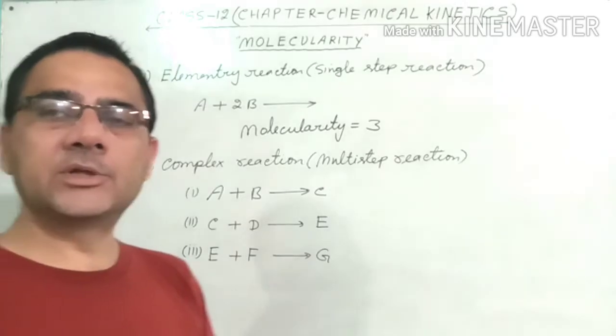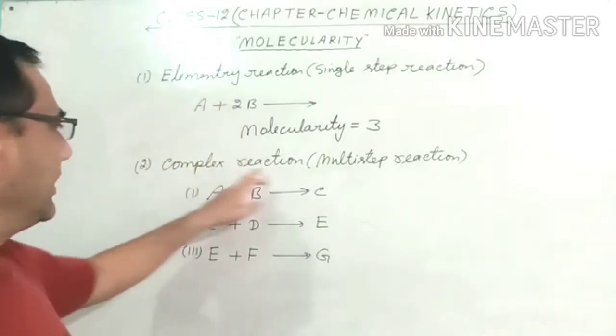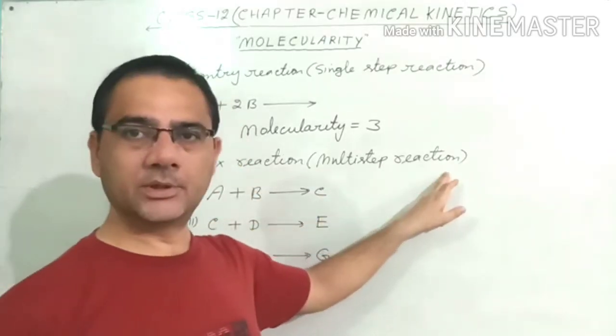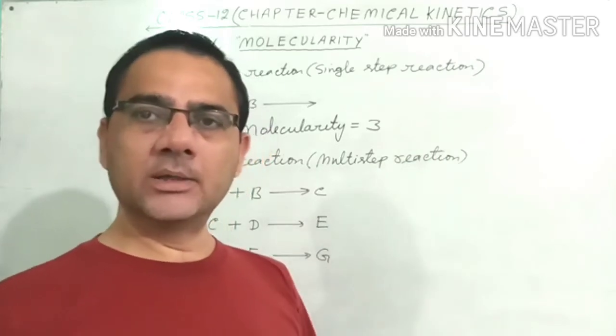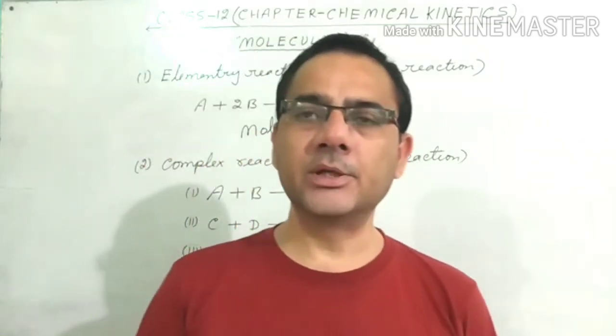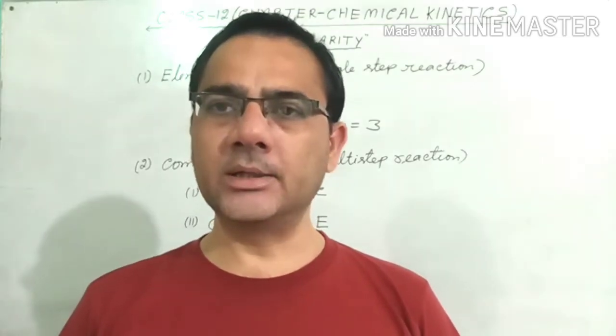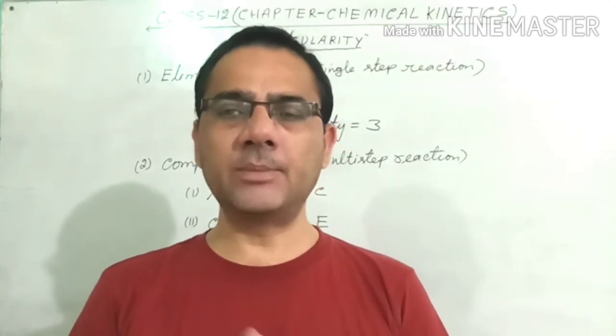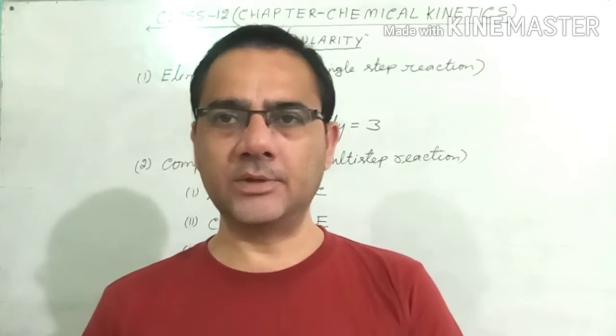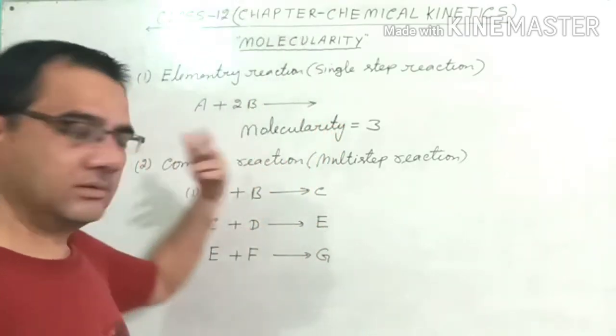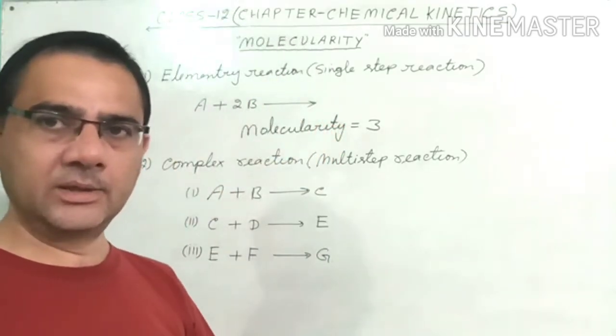Now the second type of reaction is called a complex reaction or multi-step reaction. One very important point: in a complex reaction or multi-step reaction, all the reacting species do not react at the same time, because these types of reaction occur in steps. For example, this equation is occurring in 3 steps.